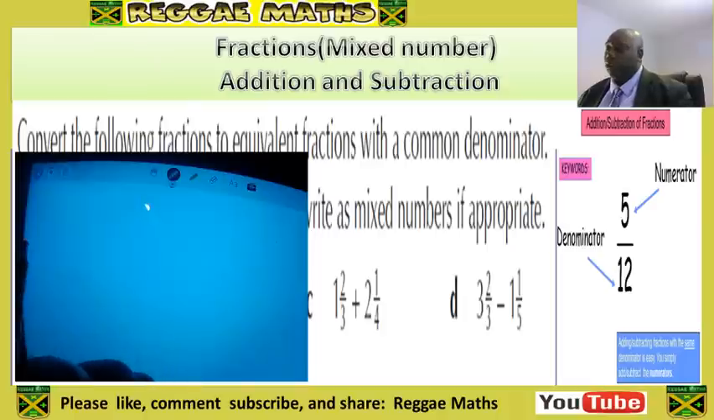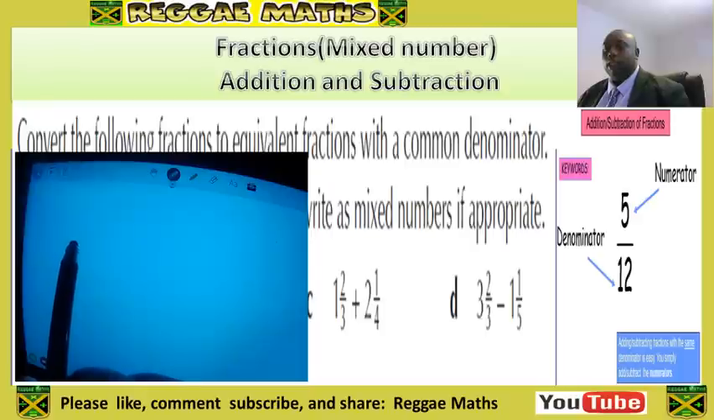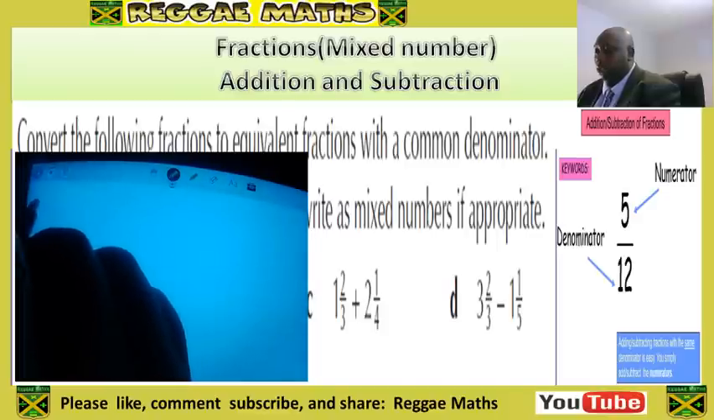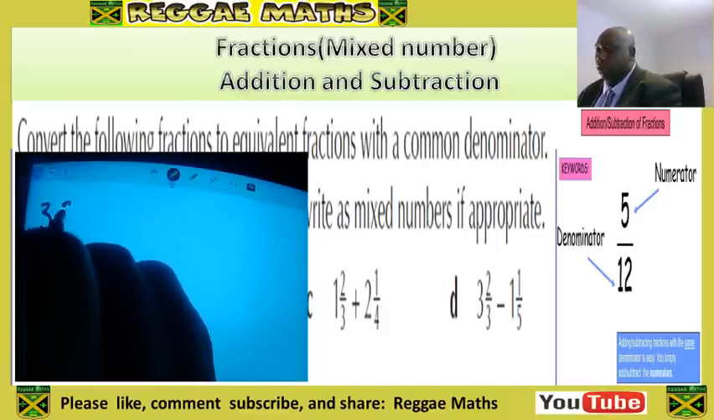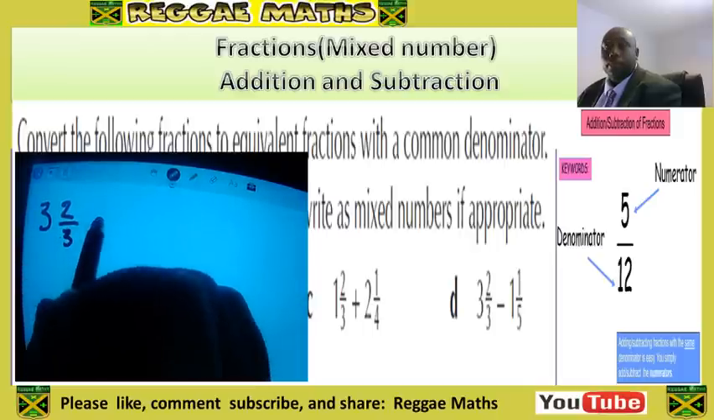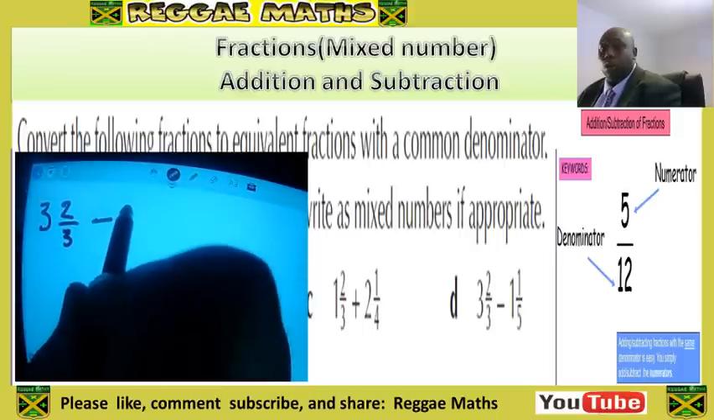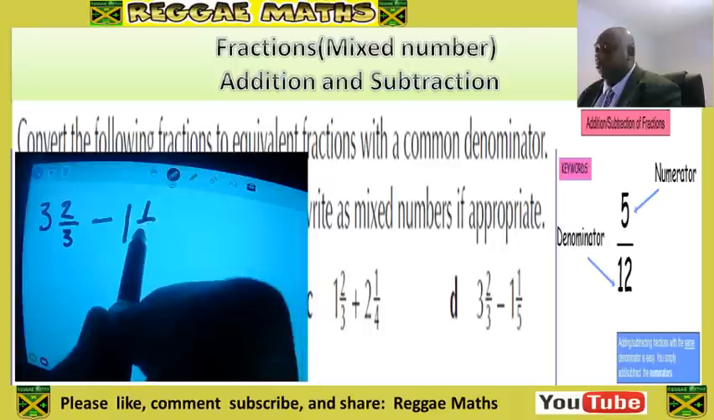The same procedure worked for addition, worked for takeaway. So what I'm going to do now is have a go at this takeaway for you. So we've got 3 and 2/3 take away 1 and 1/5.